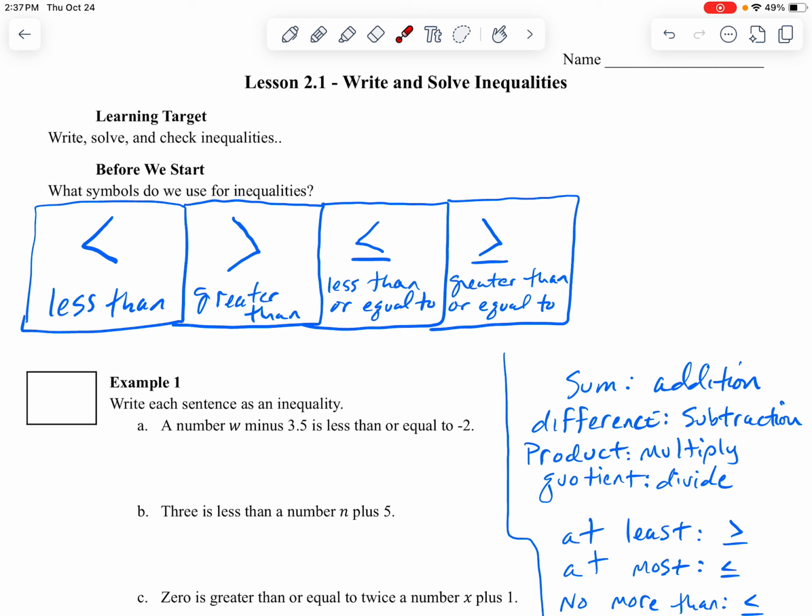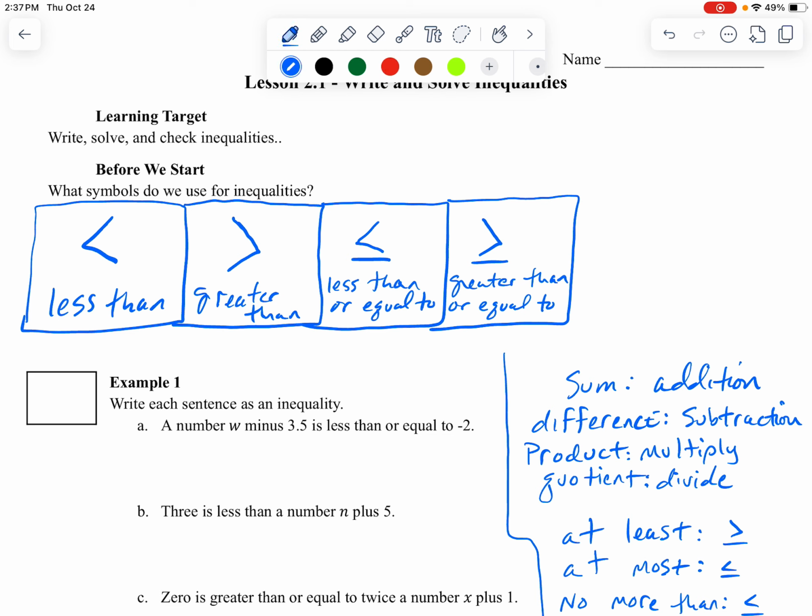We're going to read this from left to right, just like we read our sentences and normal equations. That's why this specific symbol means less than, for example. If we're reading from left to right, then whatever is on the left is less than whatever is on the right. So this symbol specifically does mean less than.